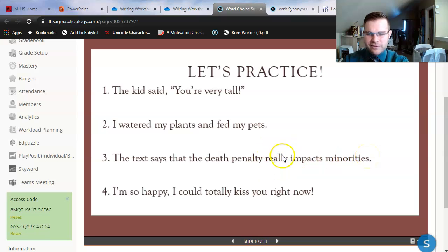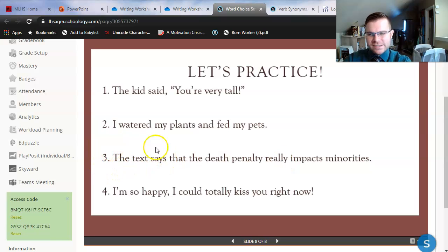Let's talk about really here for a moment. Really, again, it's okay as an adverb, but a better replacement really makes the sentence pop. Let's use something like highly works. I'll try disproportionately, right? We hear about statistics that disproportionately impact minorities all over the place in today's media. This one actually is a true statement, right? That the death penalty actually does disproportionately impact minorities. So replace really with disproportionately to be specific.